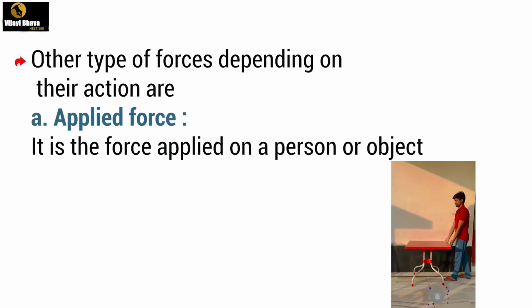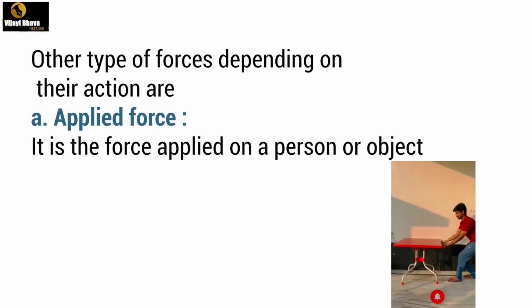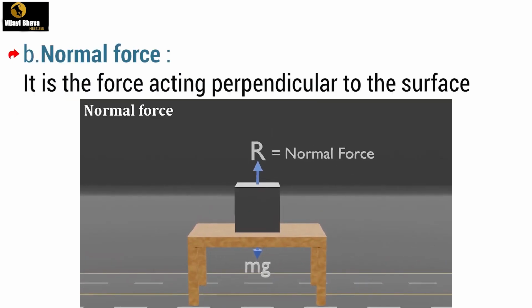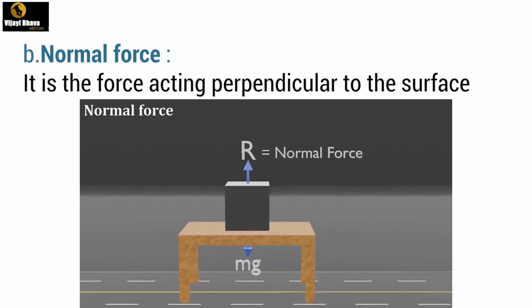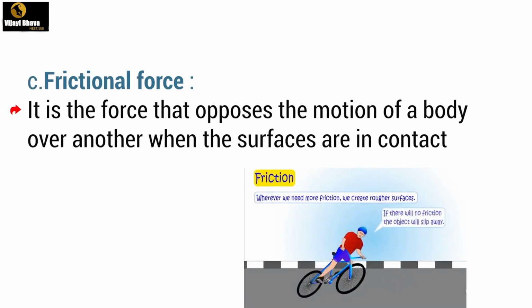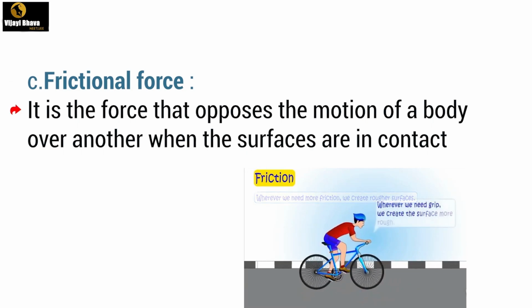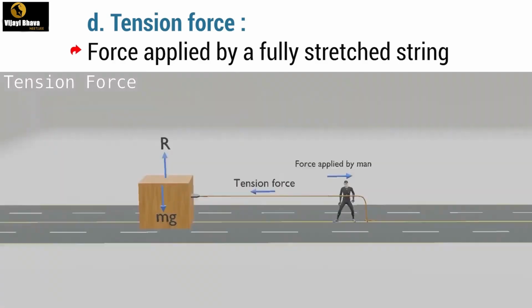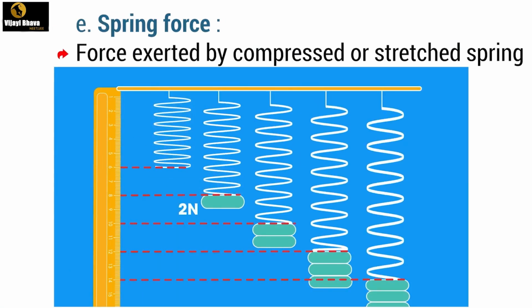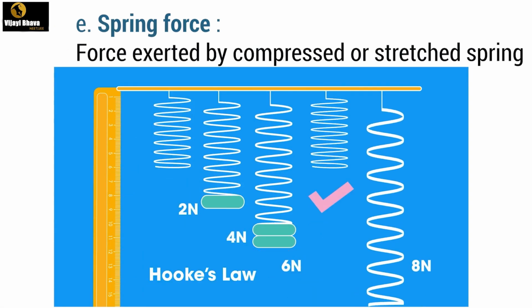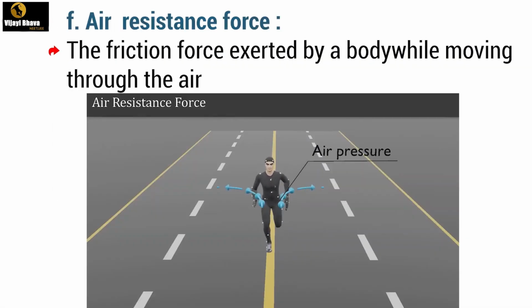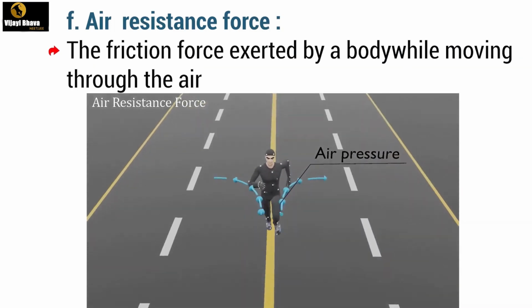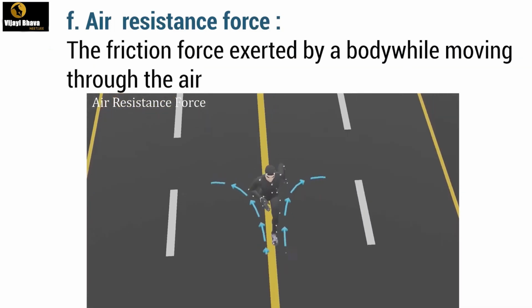Other types of forces depending on their action: applied force. It is the force applied on a person or object. Normal force. It is the force acting perpendicular to the surface. Frictional force. It is the force that opposes the motion of a body over another when the surfaces are in contact. Tension force. Force applied by a fully stretched cable or wire. Spring force. Force exerted by a compressed or stretched spring. Air resistance force. The frictional force exerted on a body while moving through the air is called air resistance force.